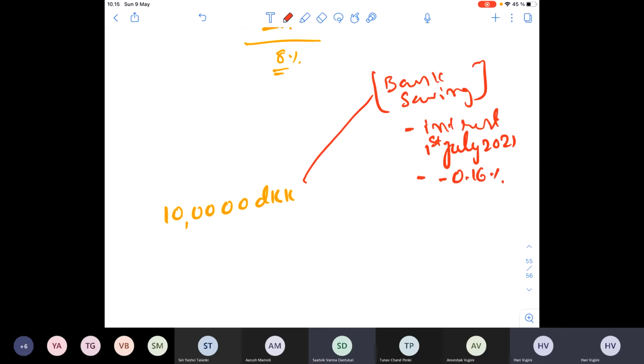So that's one option. The second option is you go and invest with a mutual fund. You go to some mutual fund and invest with them. That's the second option.